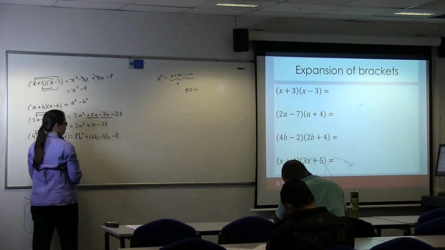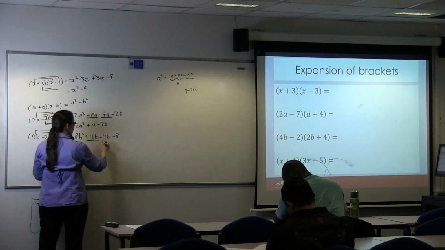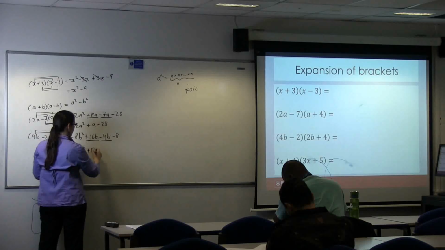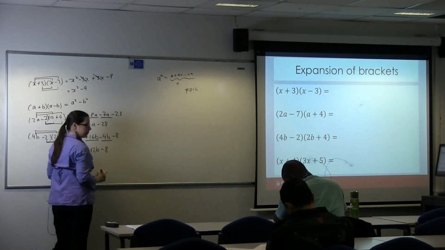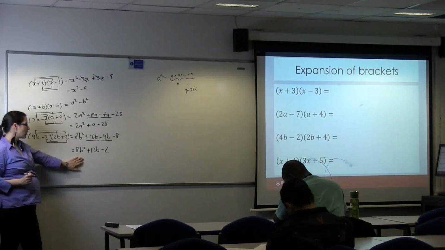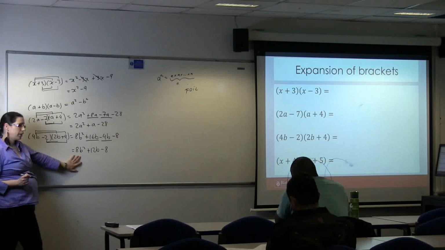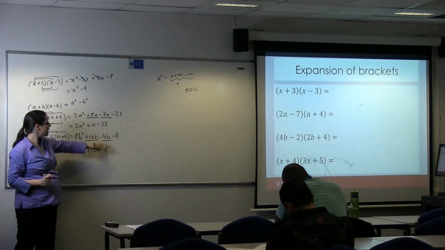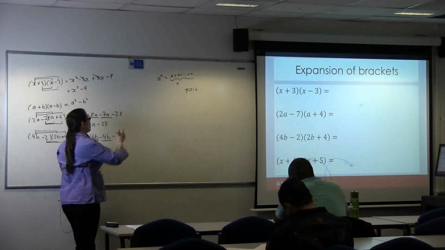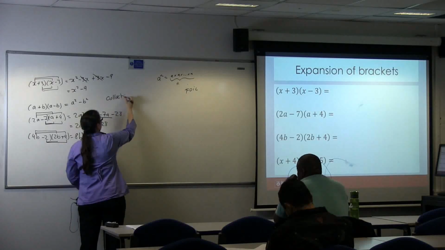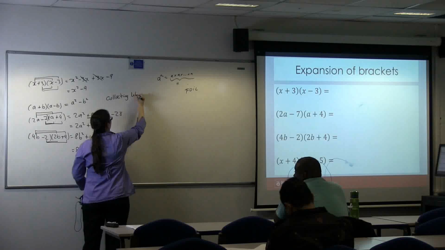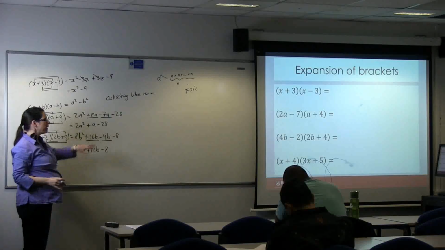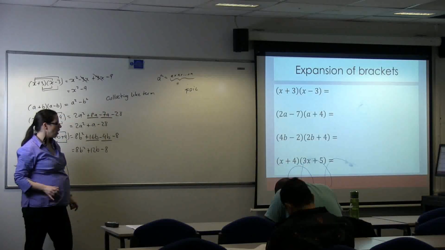And again, I can see that I've got positive 16b and negative 4b. So that altogether gives you positive 12b minus 8. And not forgetting the square term, because that again can't be combined with anything else. What we are doing here, bringing them together, is called collecting like terms. If you want to do a bit more practice on that, you might want to look for that term.